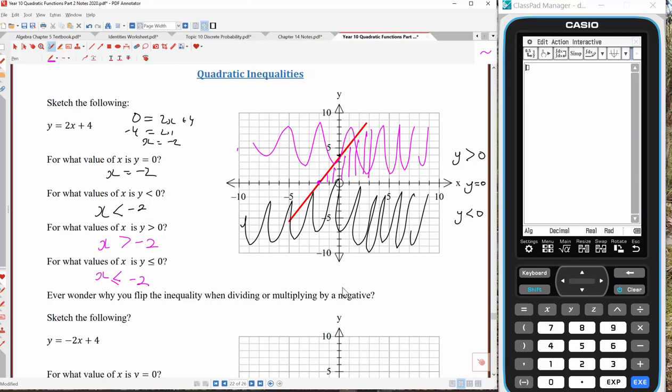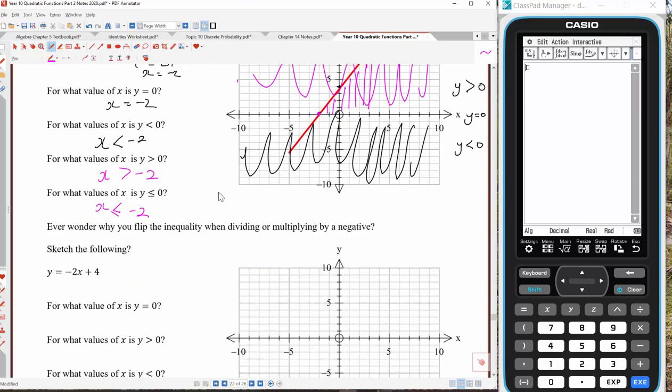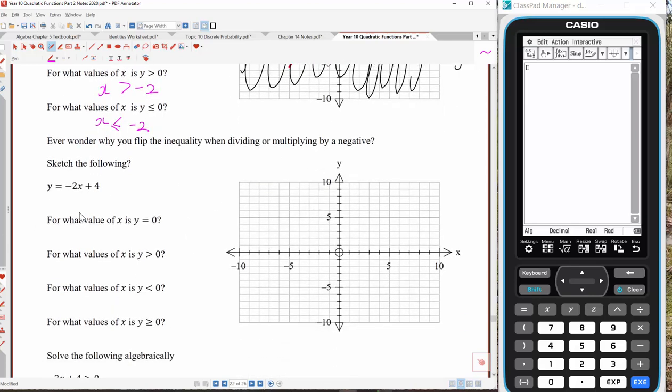So, ever wonder why you flip the inequality when dividing or multiplying by a negative? Let's sketch this particular function now. So we've got 4 as our intercept, negative 4, x is equal to 2. That's our y-intercept over there. Yeah, try that again.